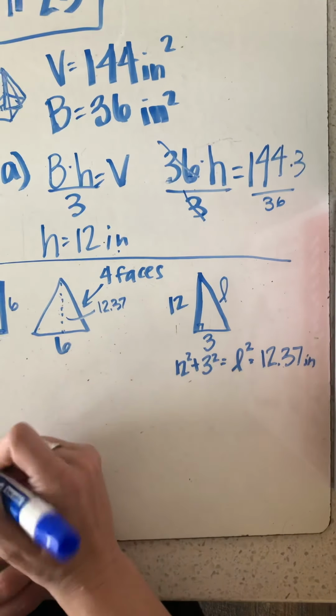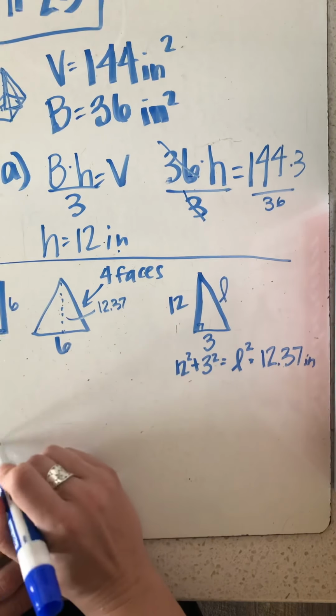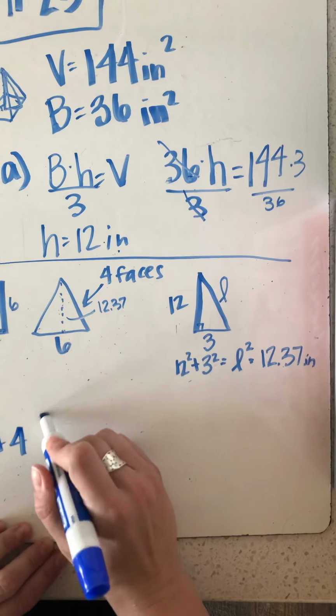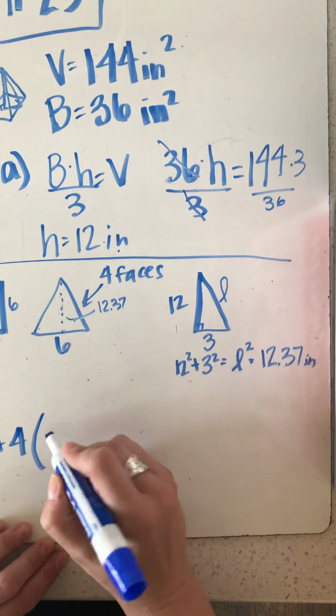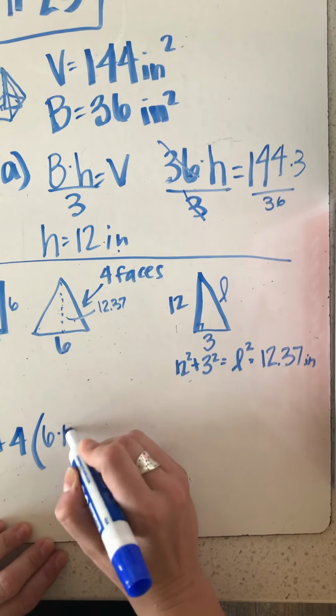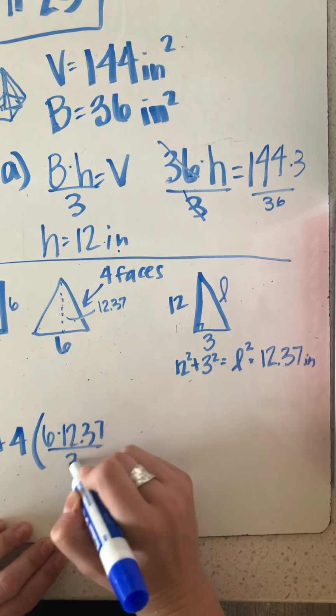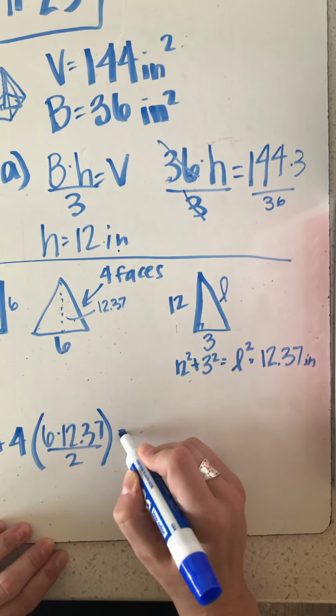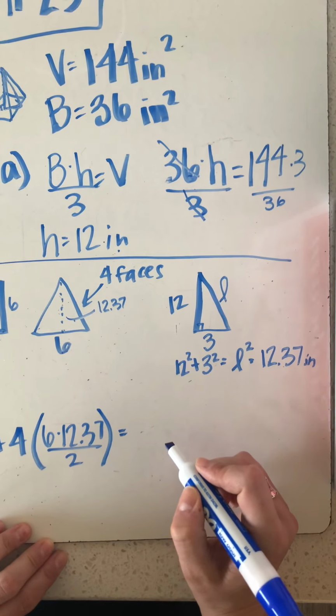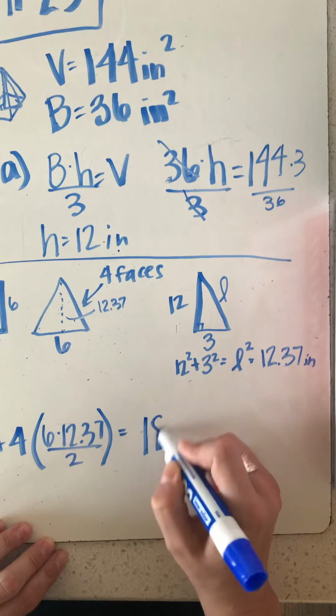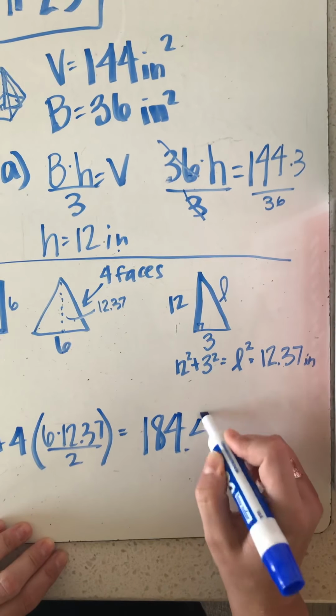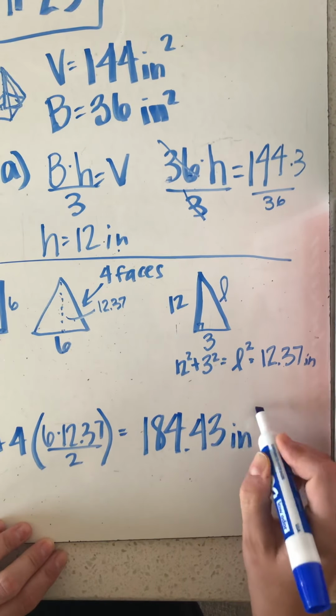Okay, so I'm going to have to add 36 plus 4 times base times height divided by 2. 6 times 12.37 divided by 2. And you are going to get a surface area of around 184.43 inches squared.